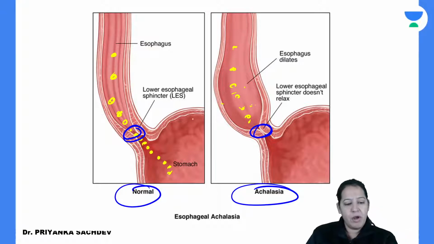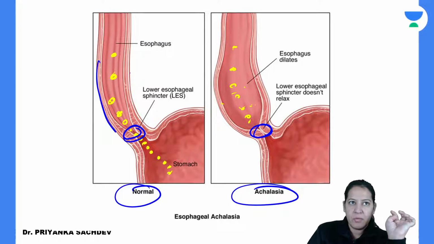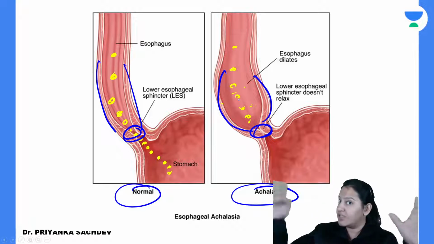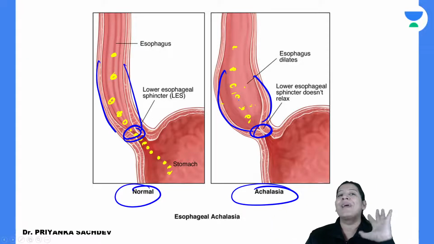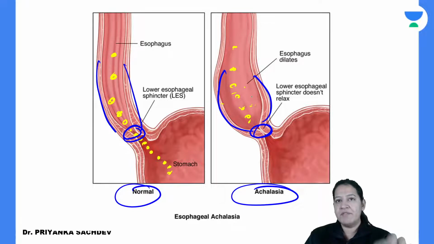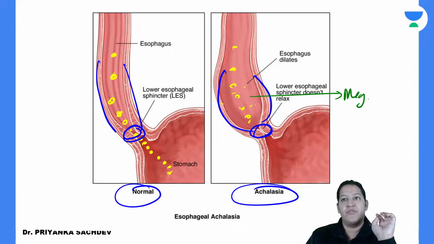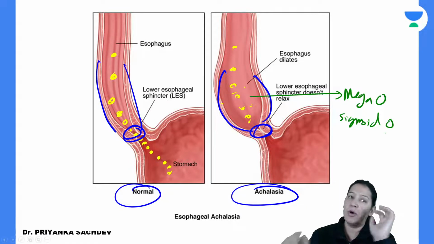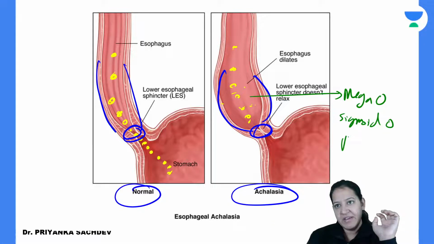Now compare the wall. See the wall of a normal esophagus and see the wall of the esophagus in achalasia. It is dilated, it is thinned out. So that is known as mega esophagus. So what are the terminologies we can use here? Number one, we say it is a mega esophagus because the esophagus is dilated. Number two, we say it is a sigmoid esophagus because the esophagus is looking like a dilated sigmoid colon. Number three, we say rat tail appearance on barium swallow.